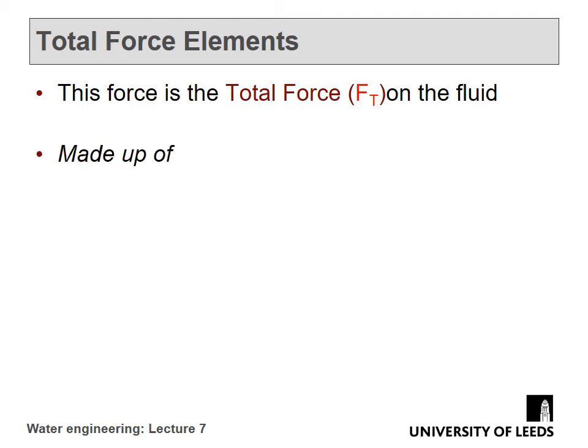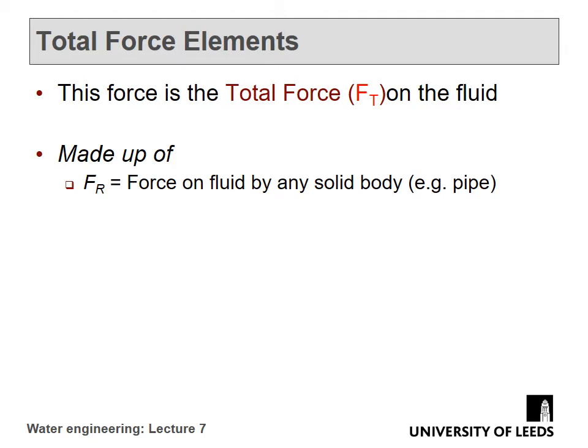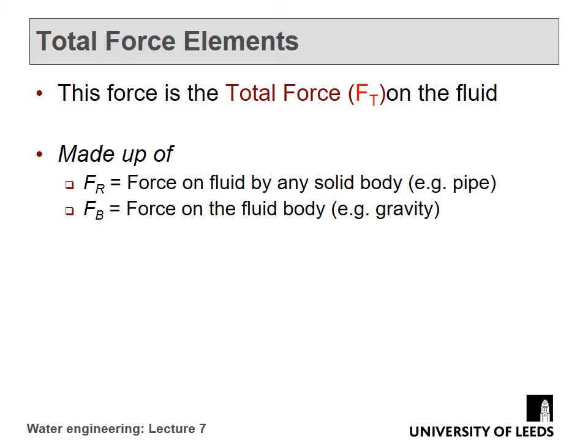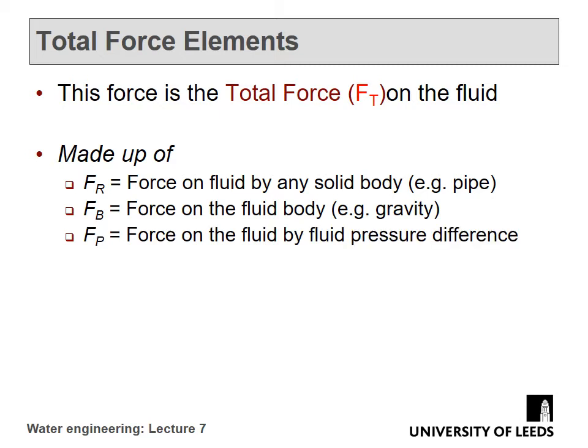I said we've got a total force, and we can break this down into a force on any solid body, e.g. a pipe, a force on the fluid body, e.g. gravity, so the weight of the fluid, and the force on the fluid by any pressure difference, pressure force, Fp. So we say that this total force, rho Q (u out minus u in), is equal to these three components. This is quite convenient. It's often FR that we want to calculate, the force that the fluid is causing on the bend or any structure.